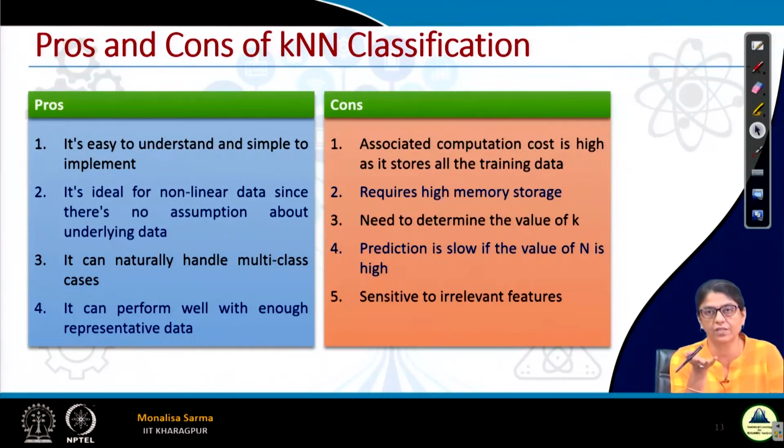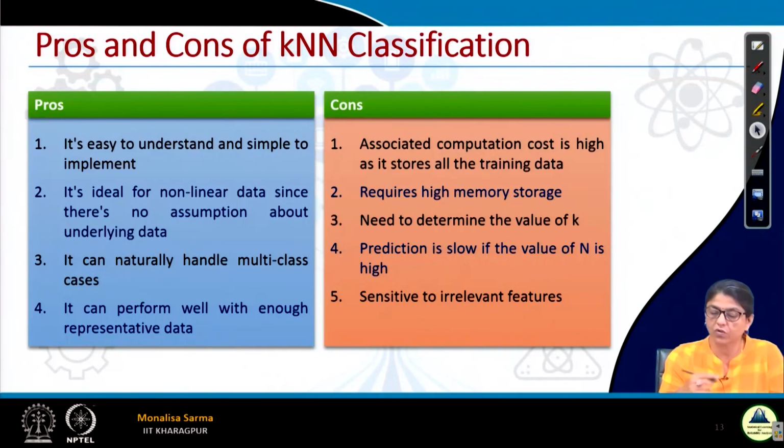We have seen how easy it is to understand. It just finds the training data, sorts it, finds the k nearest neighbors, checks the representation, and the class which has the highest representation is the class assigned. It is so easy to implement. It is ideal for non-linear data since there is no assumption about the underlying data. Data can be in any format. Since there is no underlying assumption, this classification works very well for non-linear data as well. It can naturally handle multi-class cases. It can perform well with enough representative data.